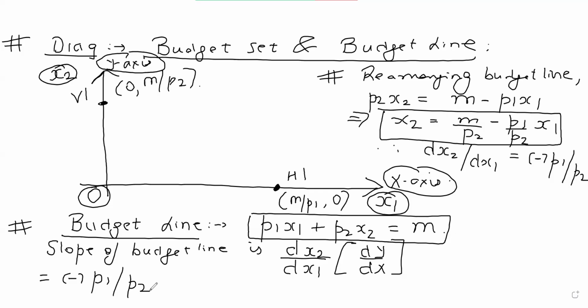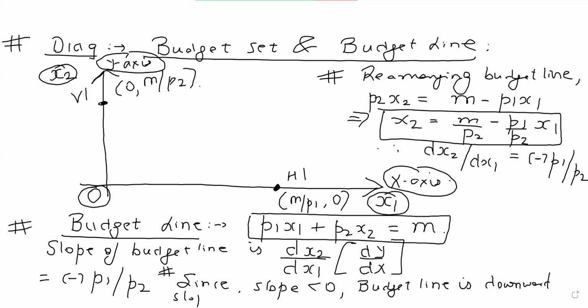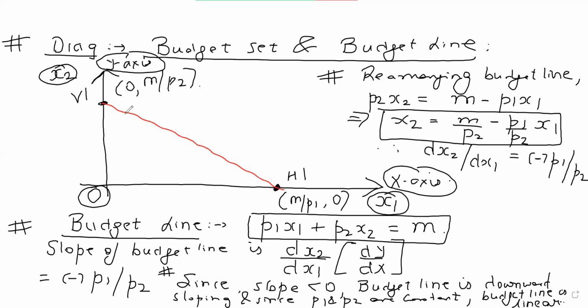And since it has a negative sign, the budget line is downward sloping. So I can say that since the slope is negative, the budget line is downward sloping. And since P1 and P2 are constant, the budget line is linear. Remember, whenever the slope is constant, it's a linear line. So when I join these 2 points, I get the budget line. So the red line is my budget line.